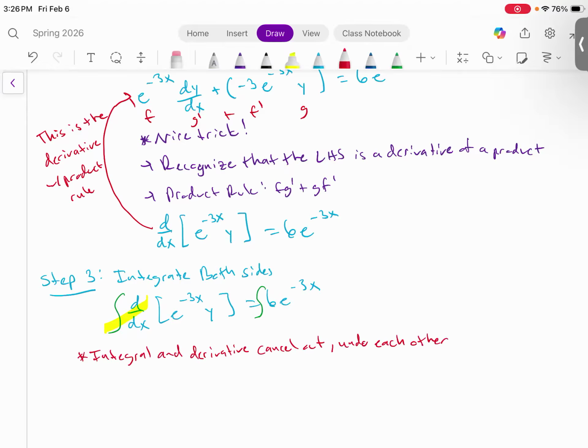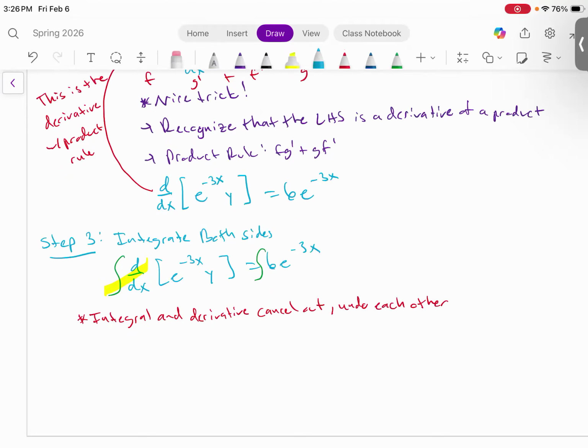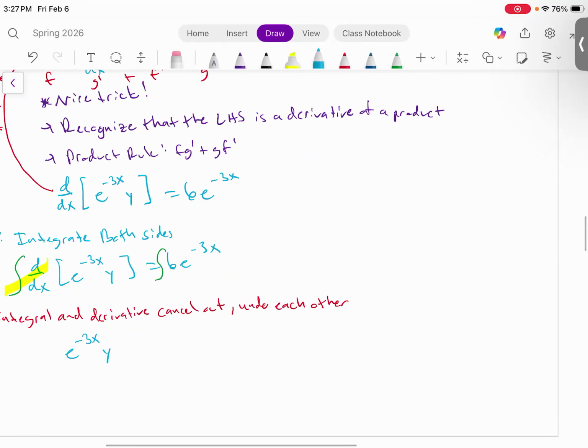So what I'm going to be left with is just e to the negative 3x y. And so now I need to solve that integral of 6e to the negative 3x. We could go out to the side and figure that out if the mental u-sub is a little unclear for you, but it's good practice to try it out. So here I'll say mental u-sub.